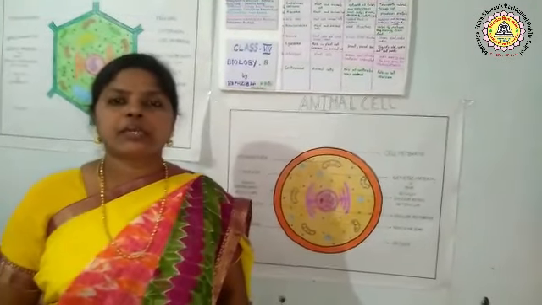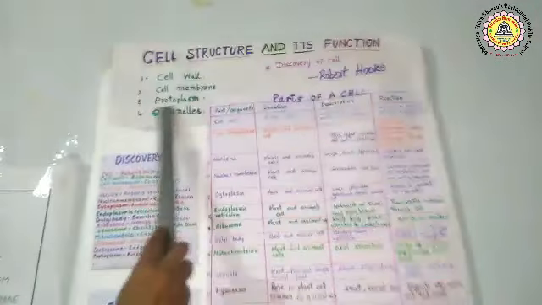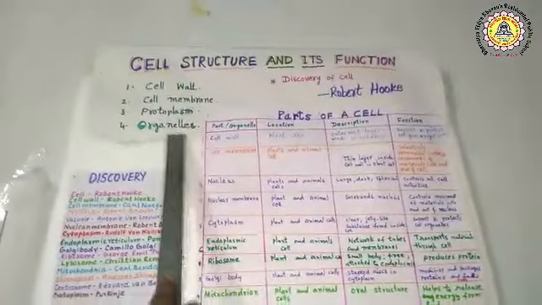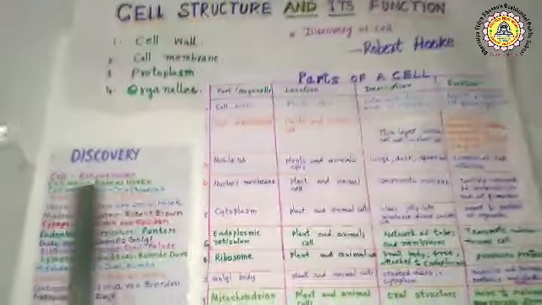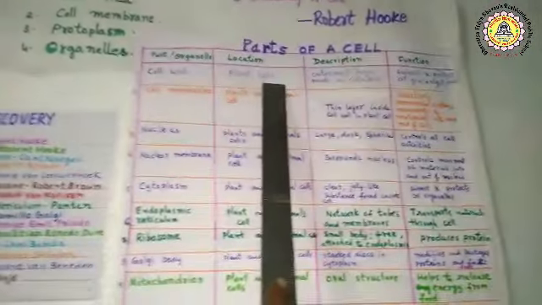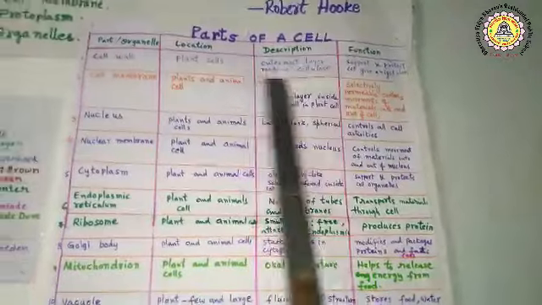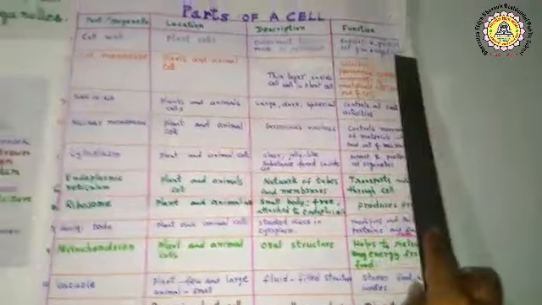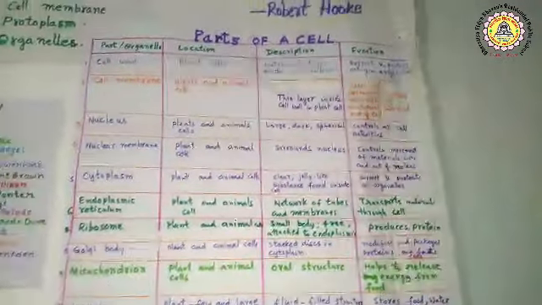Let us know about other parts of the cell. First one, cell wall; next the cell membrane; third protoplasm; next organelles. Cell wall was discovered by Robert Hooke. It is found only in plant cells. It is the outermost layer made up of cellulose. It supports and protects the cell and gives it a rigid shape.